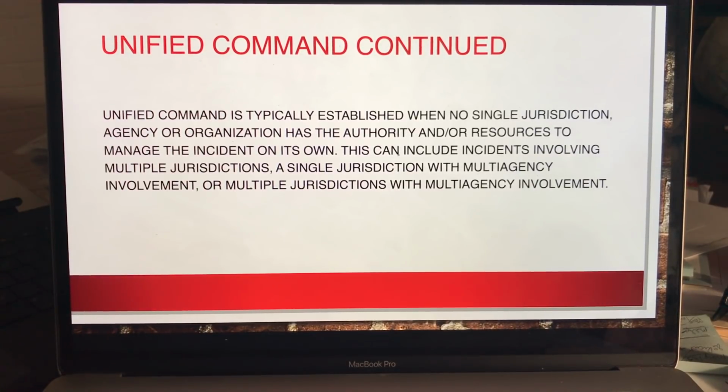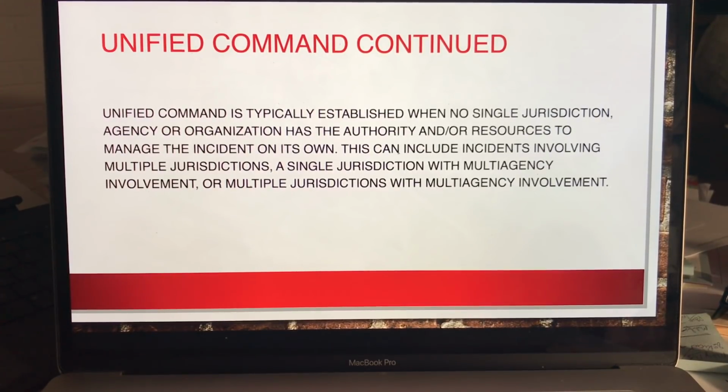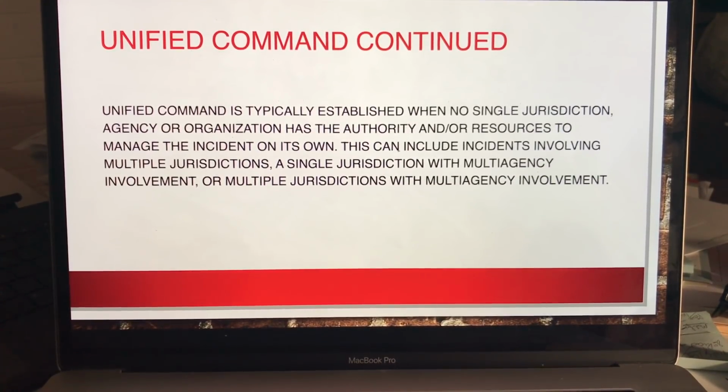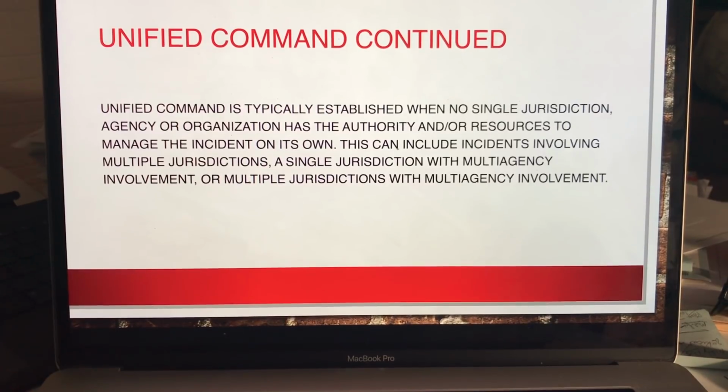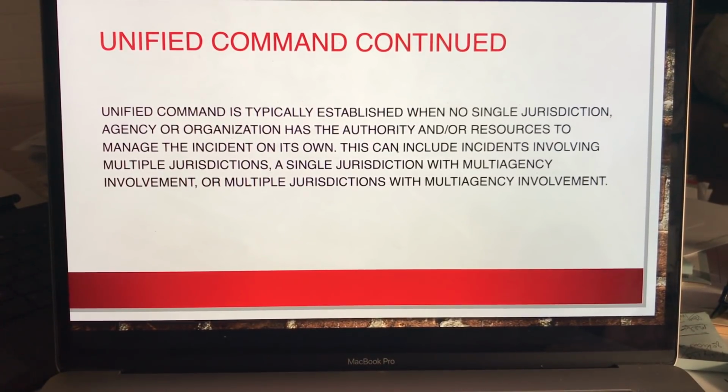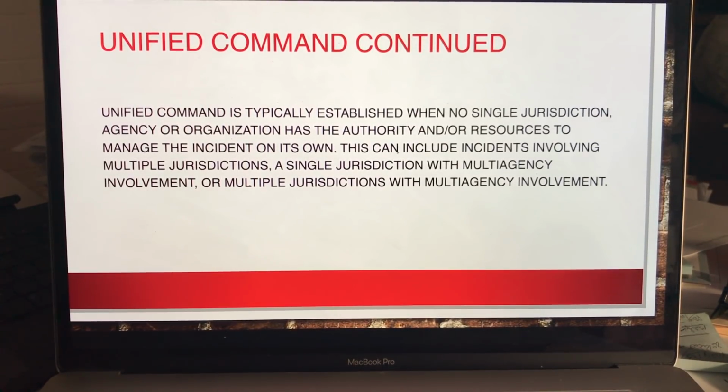Unified command is typically established when no single jurisdiction, agency, or organization has the authority and/or resources to manage the incident on its own. This can include incidents involving multiple jurisdictions, a single jurisdiction with multi-agency involvement, or multiple jurisdictions with multiple agency involvement.